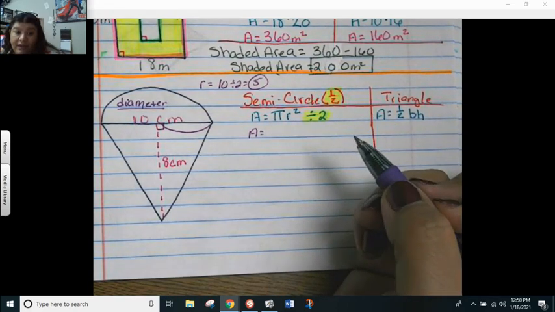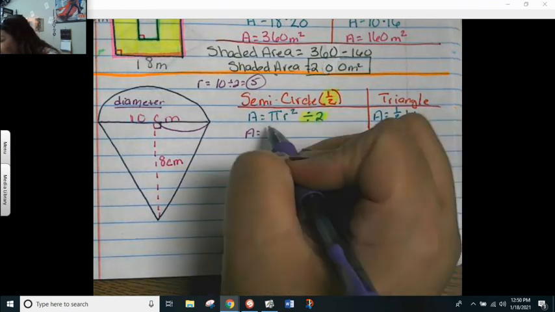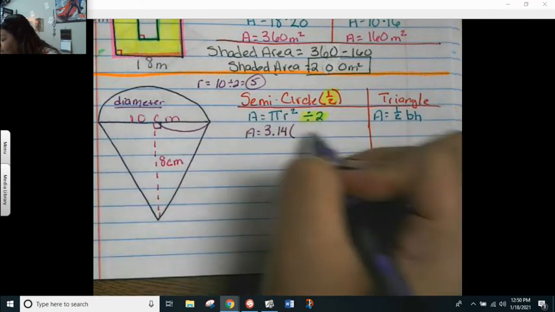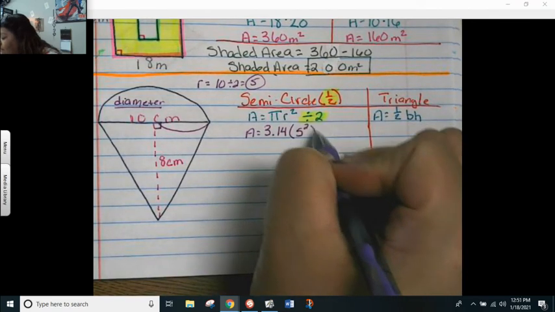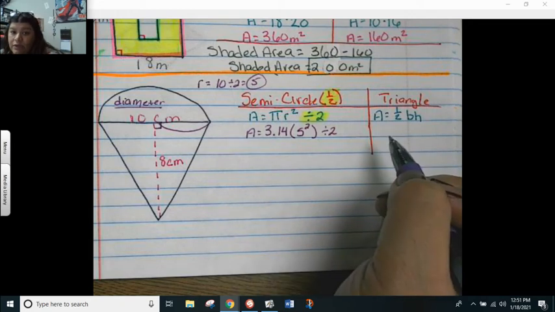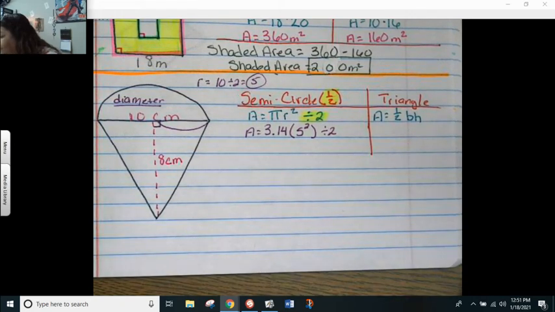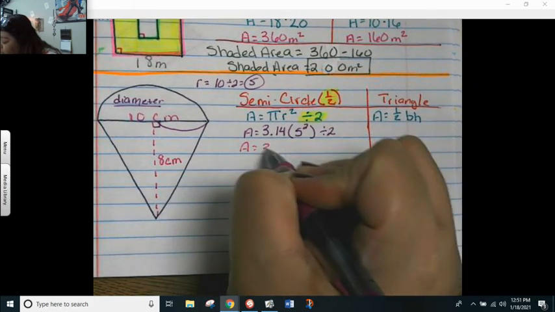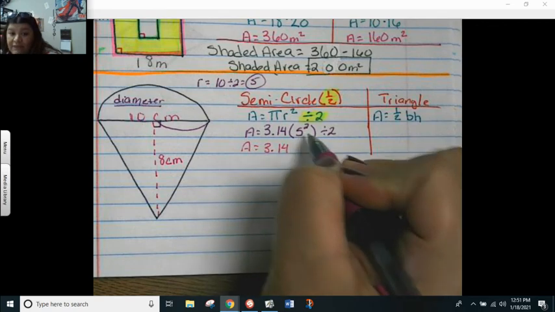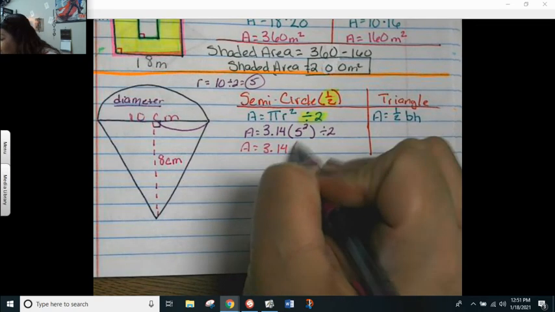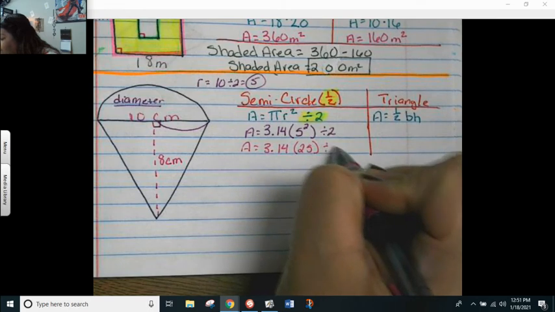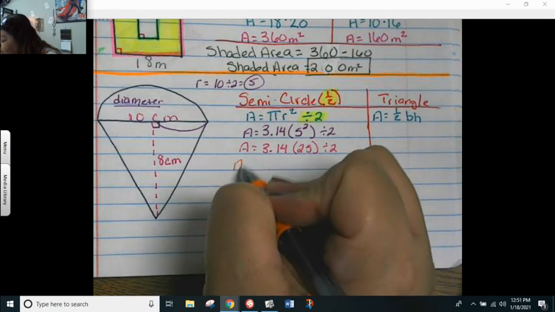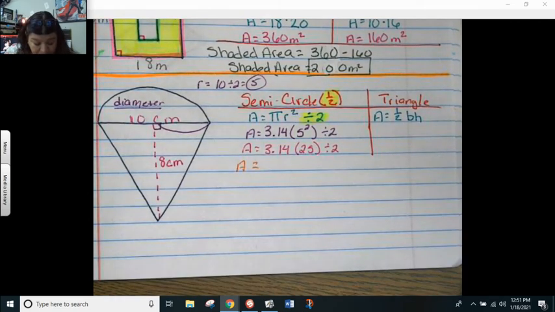So that's going to let me plug in the correct numbers now. Pi, 3.14, times the radius, which is 5, squared, and then divided by 2, because it is a semicircle, it's half a circle. Now we're going to do the math. Exponents go first because of order of operations. So 5 squared means 5 times 5, which is 25, divided by 2. Then let's multiply 3.14 times 25.